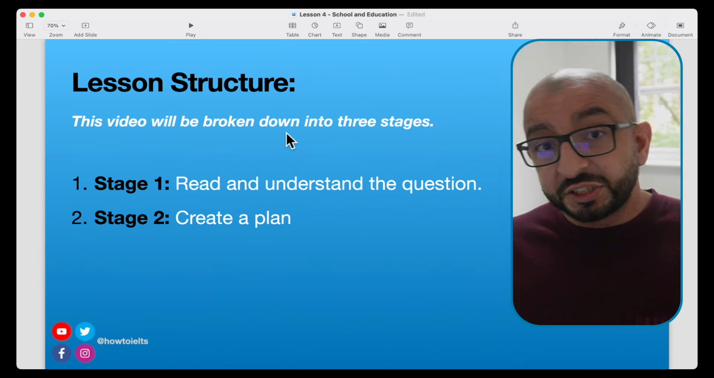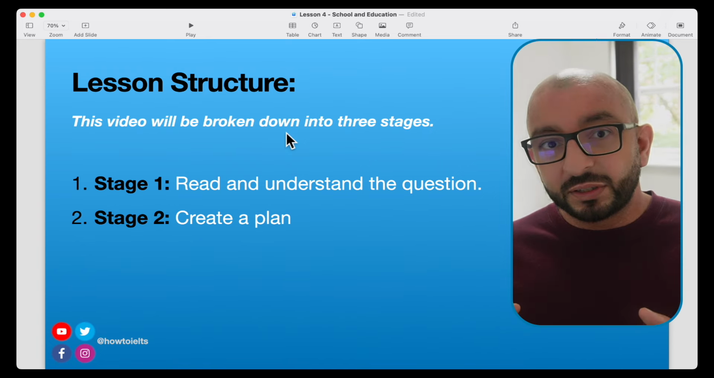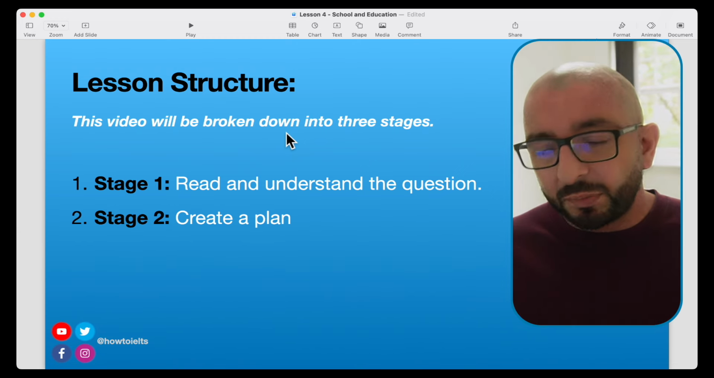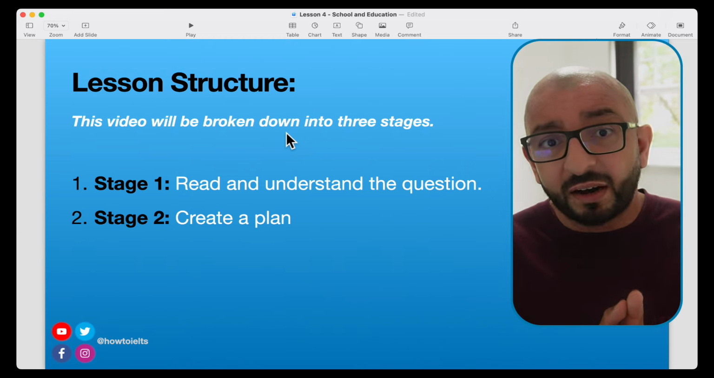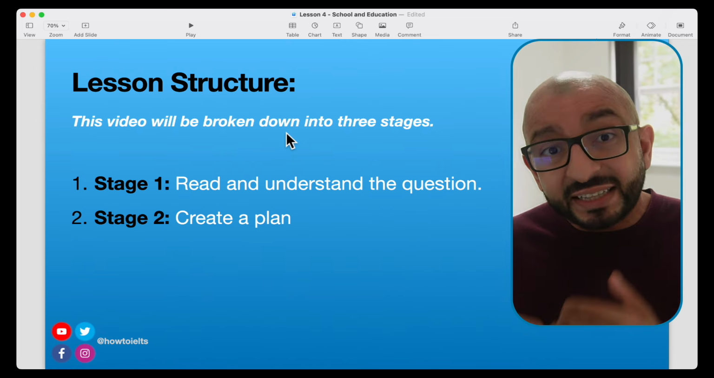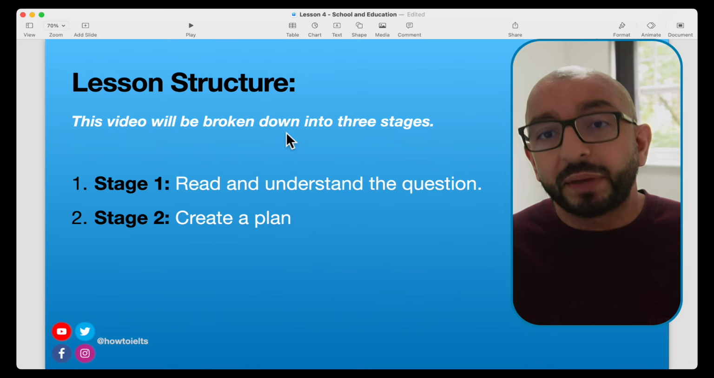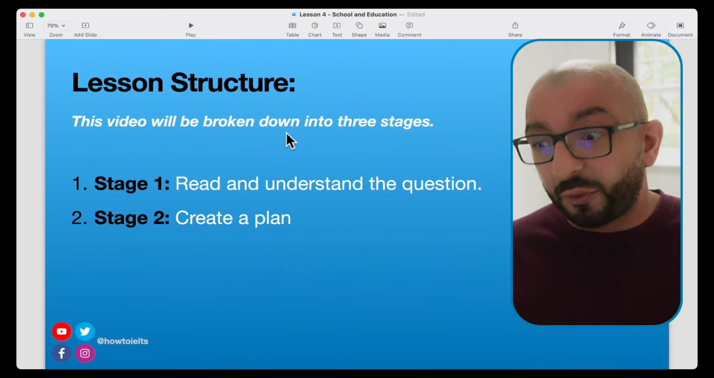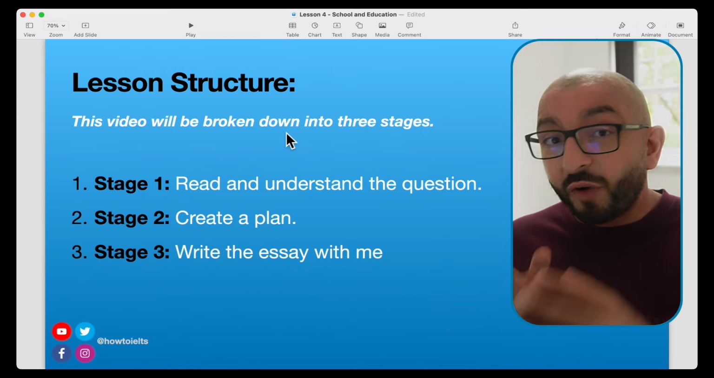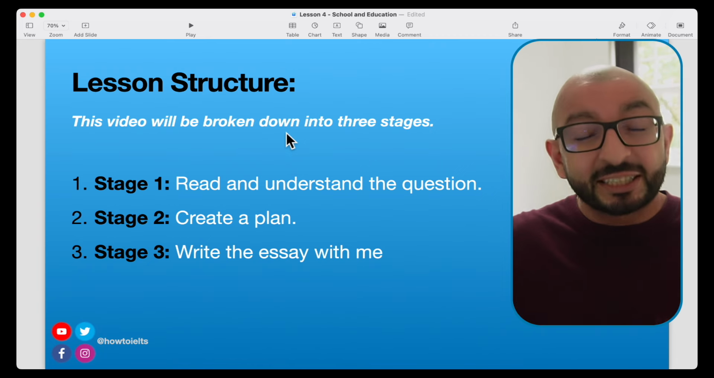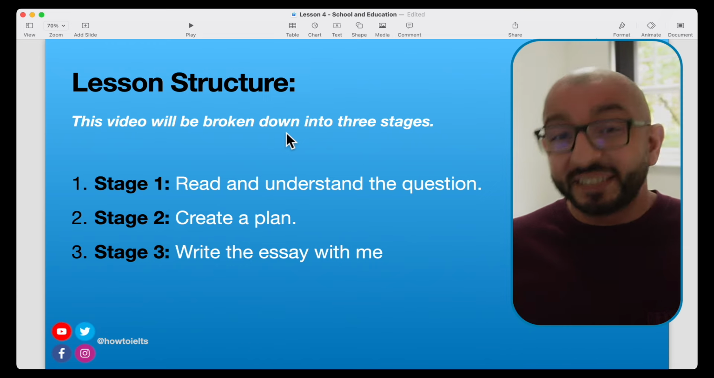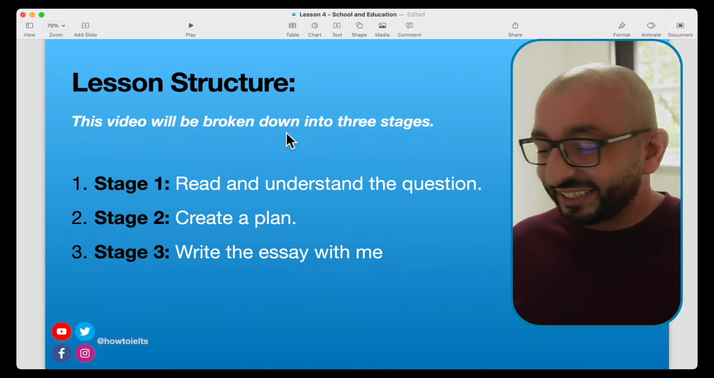Then in stage 2, I will create a plan on how to answer this question. And I think this is probably the most important part of the whole essay, because the better our plan is, the easier it will be for us to write out our essay. And then the final stage is when you will see me write out the essay live, and I will explain everything as I go along. So get your cup of tea, get a coffee, and let's get started.